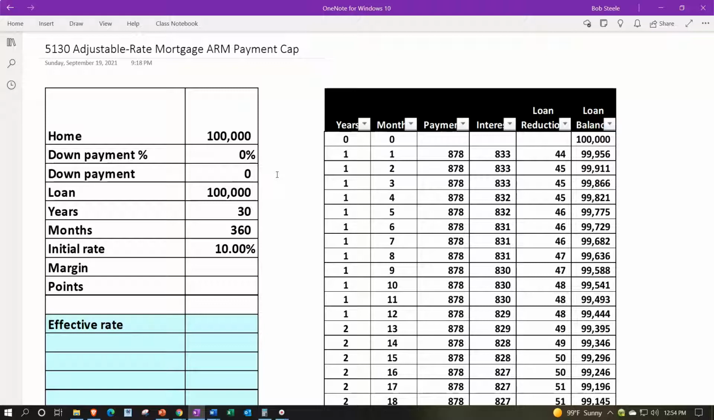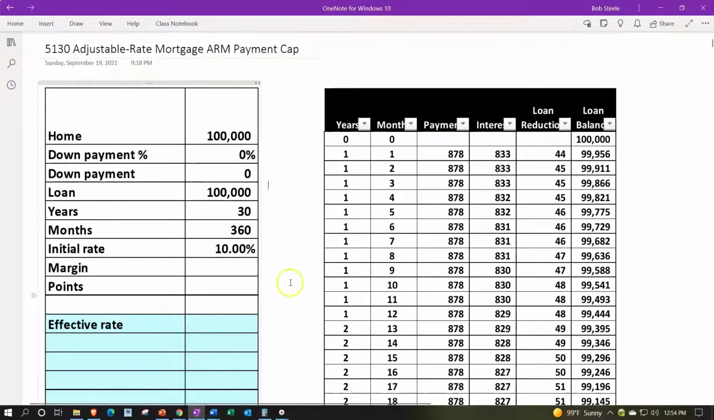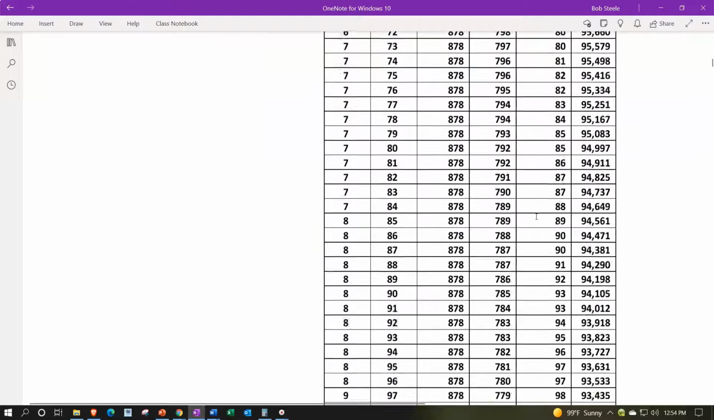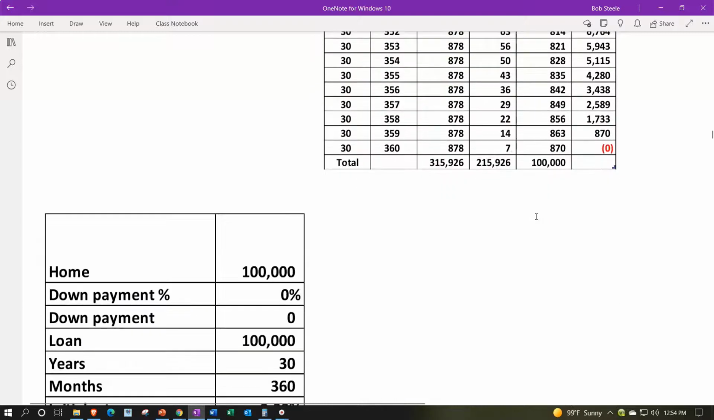So, starting out with the standard 30-year fixed $100,000 loan, years 30, 360 payments, 360 months. In other words, rate 10%, payment then calculated using the payment formula, the PMT, at 877.57. That would give us our nice normal kind of amortization schedule where you've got the payments all the same all the way down, the interest reducing as we go, the loan amount reduction going up, so the loan balance goes down, and then at the end of the loan we've got a nice zero, fully amortized at the end of the time frame, the 360 periods.